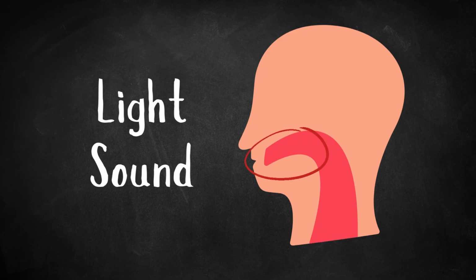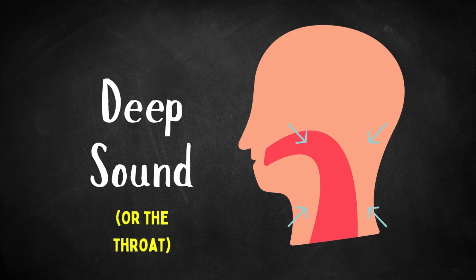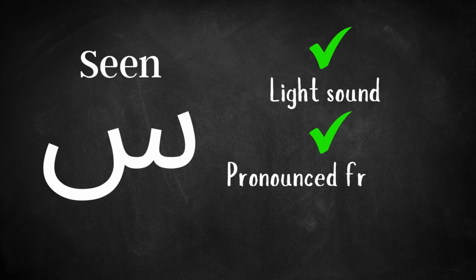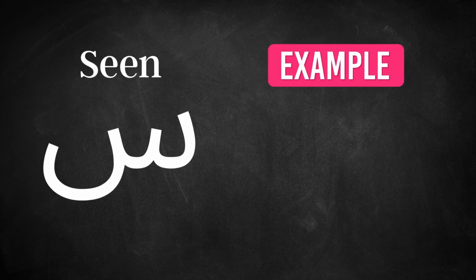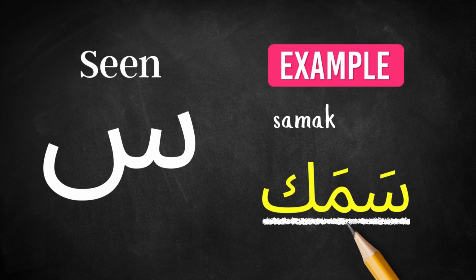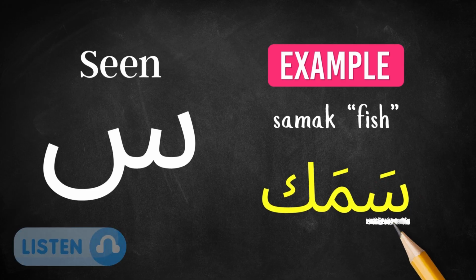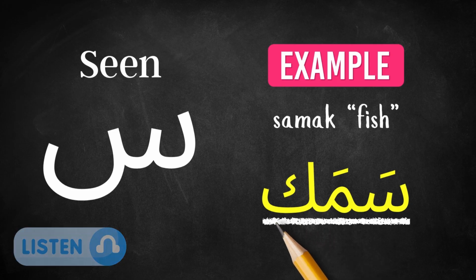In Arabic, the light sound comes from the front of the mouth, and the deep sound comes from deeper in the mouth. Let's start with letter Sin. It is a light sound, pronounced from the front of the mouth. Example, the word samak, which means fish. Start with letter Sin. Listen. Sa, samak. Sa, samak.